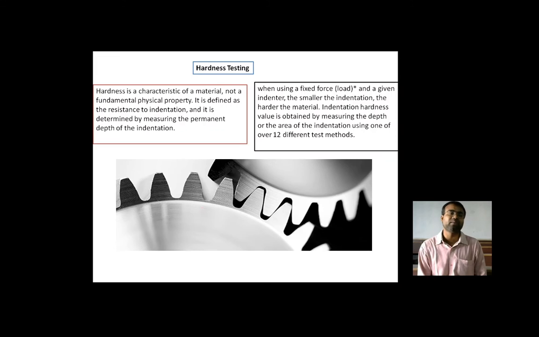It is determined by measuring the permanent depth of the indentation, how much a material, if it is hard, can be penetrated, so that its hardness can be examined. So when we are using a fixed force load and a given indenter, the smaller the indentation, the harder the material.